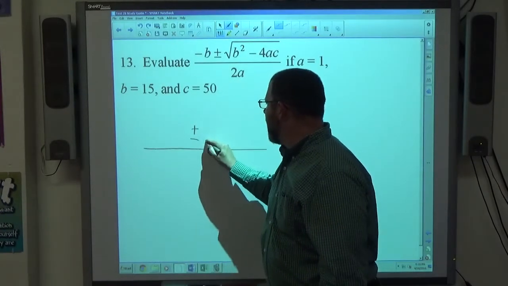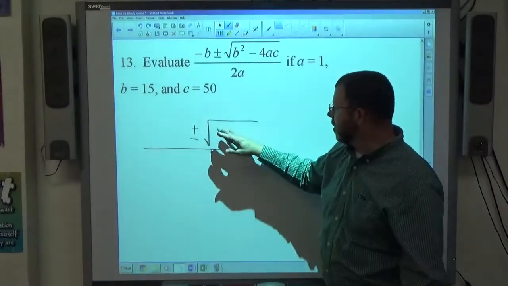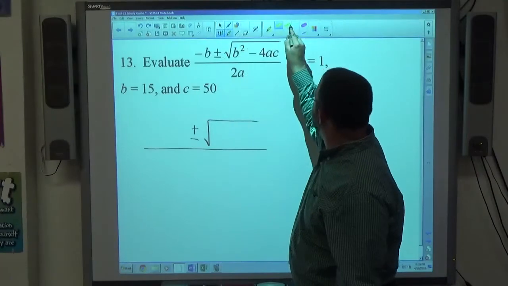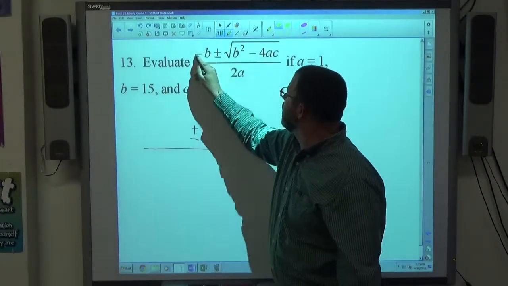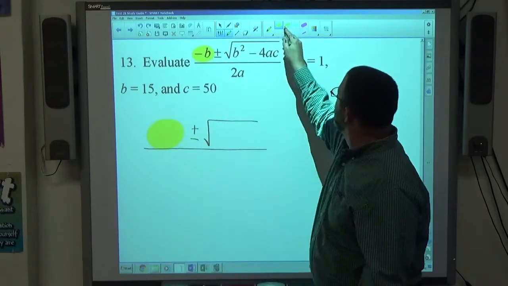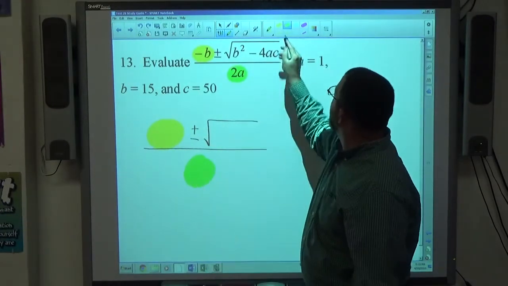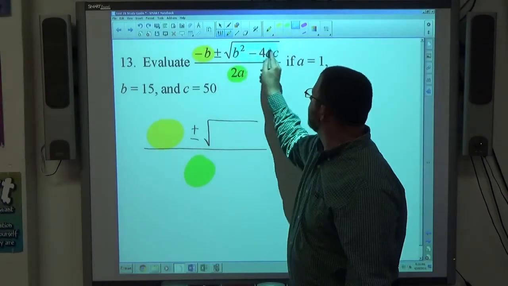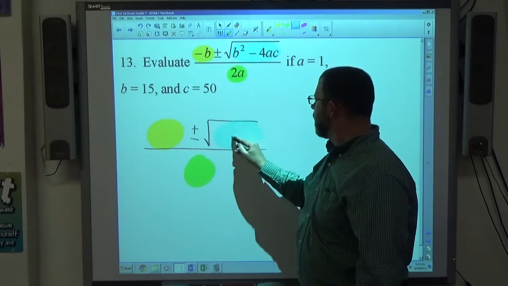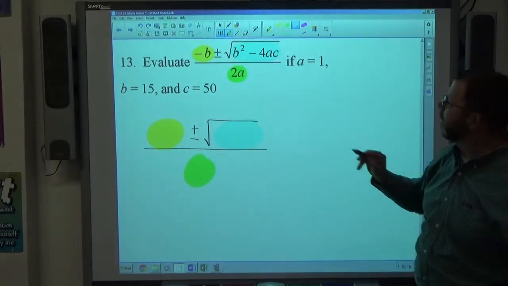The quadratic formula has this structure every single time. Some number plus or minus some square root over some number. And the three pieces of the quadratic formula are minus b, which goes right here, 2a, which goes on the bottom, and b squared minus 4ac, which goes underneath the radical. Of those three things, the only even slightly challenging thing is the b squared minus 4ac, so we'll do that last.